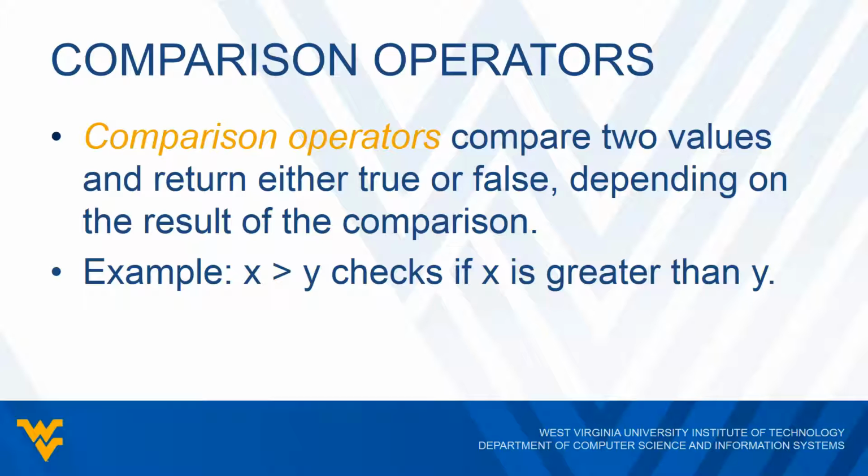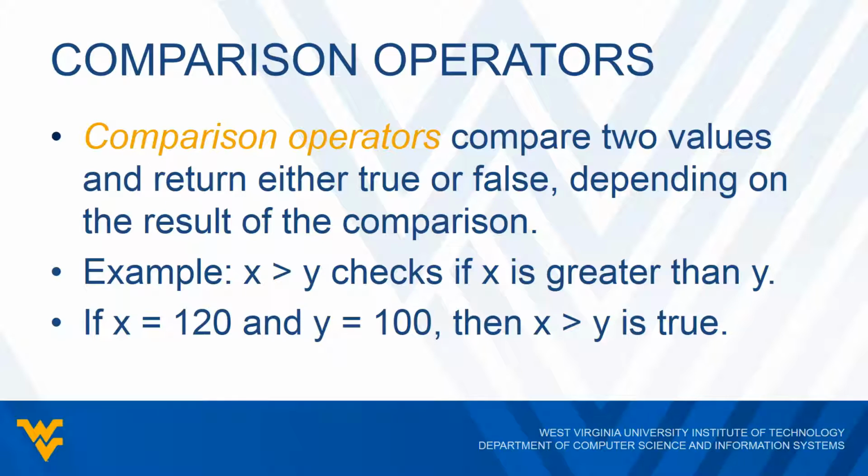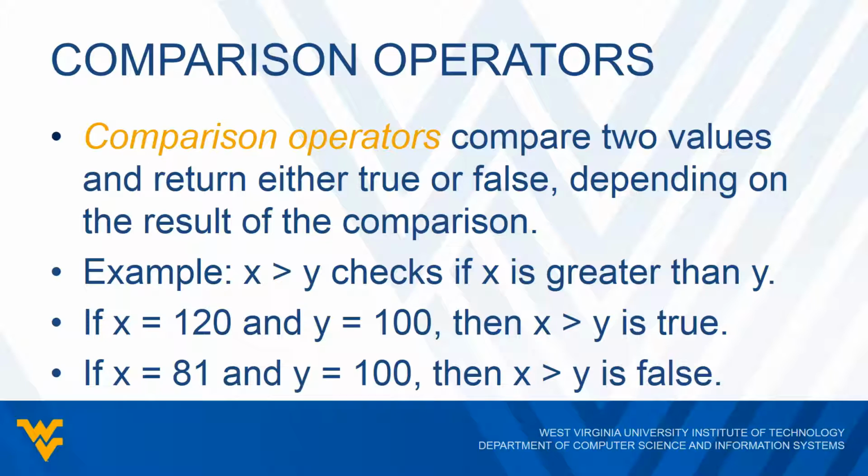So let's take a look at a couple of examples. Let's say x is 120 and y is 100. Then that means x greater than y is going to be true because 120 is greater than 100. Now if we have something like x is 81 and y is 100, then x greater than y is going to be false because 81 is not greater than 100.